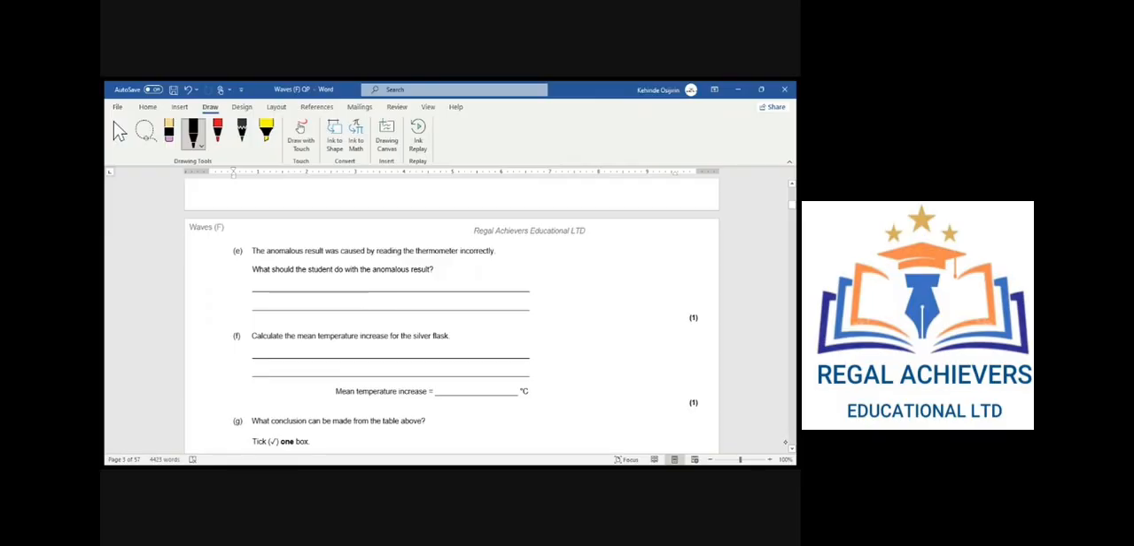What should the students do with the anomalous result? What they just need to do is to ignore it. They can make do with test 1 and test 2 only.